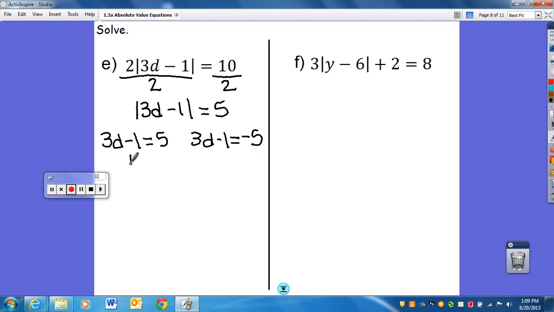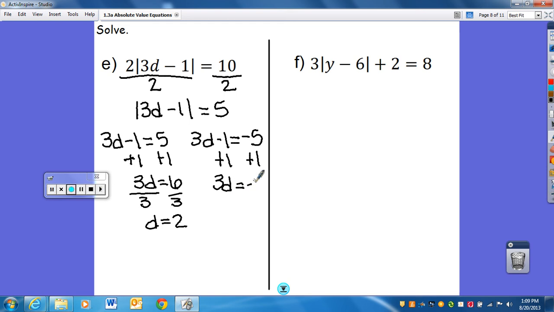I'm going to add 1 to both sides. So what I have left is 3d is equal to 6. And I'll do the opposite operation, which is to divide by 3, and d is equal to 2. In this equation I'm going to do the opposite operation, which is to add 1. So I have 3d equals negative 4 and I'm going to divide by 3.